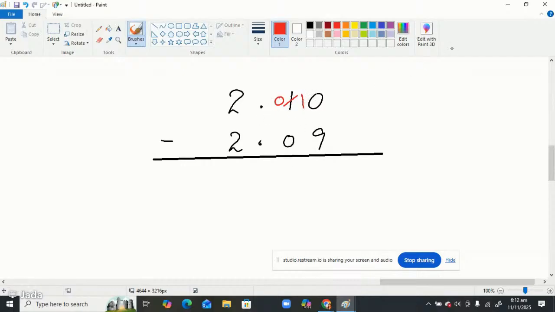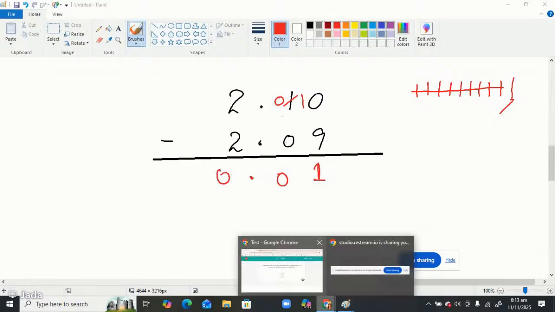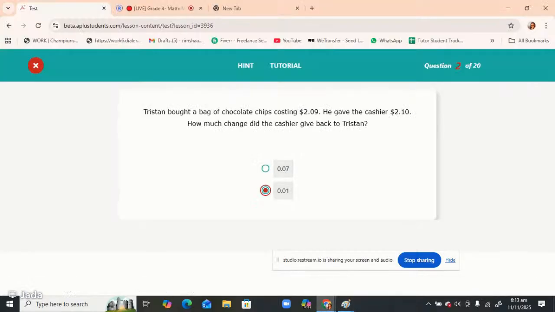So 10 out of 9 is, draw 10 lines. 1, 2, 3, 4, 5, 6, 7, 8, 9, 10. Remove 9 lines, or take away 9 lines. 2, 3, 4, 5, 6, 7, 8, 9. How many left? Only 1. So just putting it out here. 1. 0 minus 0 is 0. 2 minus 2 is 0. So the answer is 0.01. Here we go.